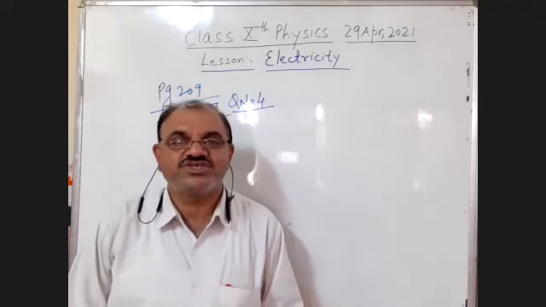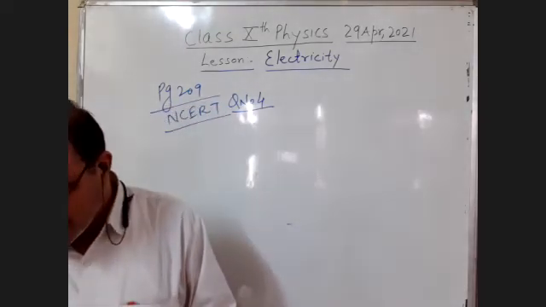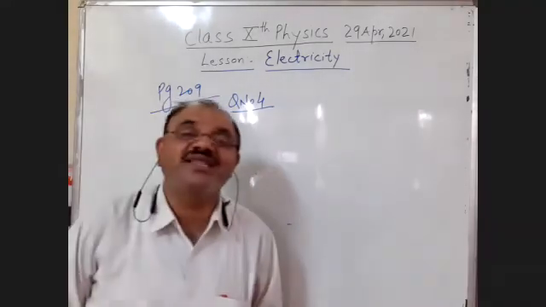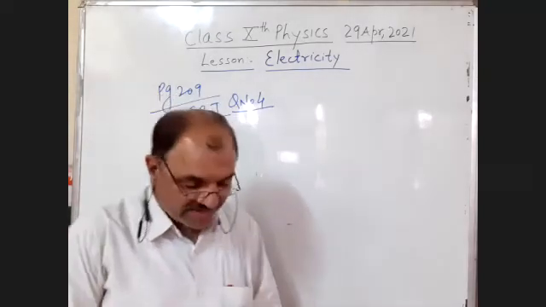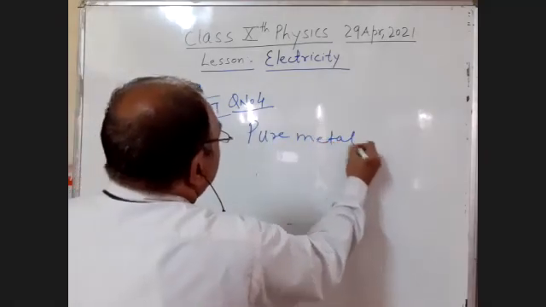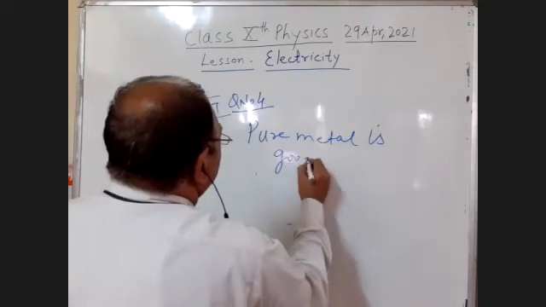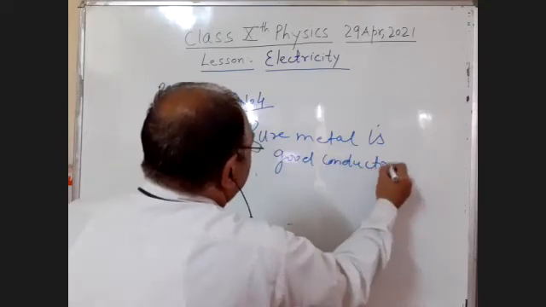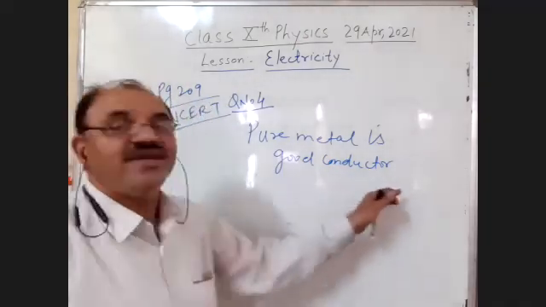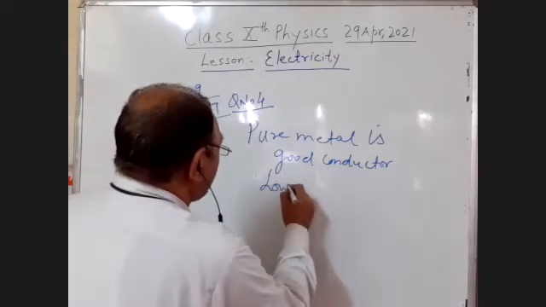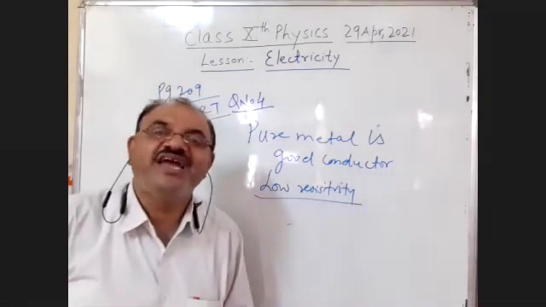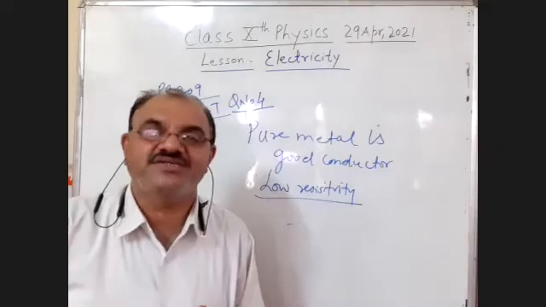So definitely the answer of this question is: the resistivity of the alloy is higher than the pure metal, students. Now, pure metal is a good conductor. Once I have written, students, that the pure metal is a good conductor of electricity, definitely it will have low resistivity. The value of the resistivity will be less if it is a pure metal or a good conductor. Number 1, it's clear.